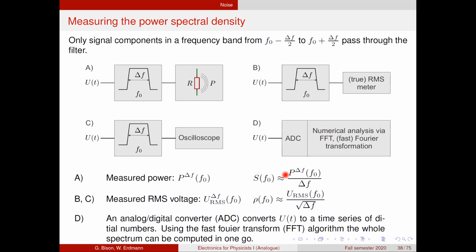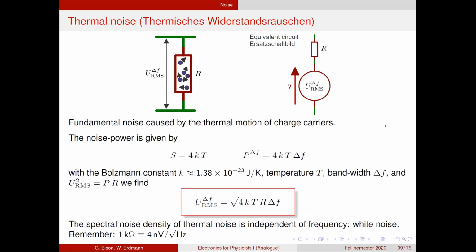power spectral density by dividing the power we measure, which is measured for a given bandwidth, by the bandwidth. If we measure a voltage, then we have to divide the voltage by the square root of the bandwidth to get the amplitude spectral density. And if we do this in a computer, we can choose with the algorithm which of the quantities it gives us. Okay, let's talk about noise sources.